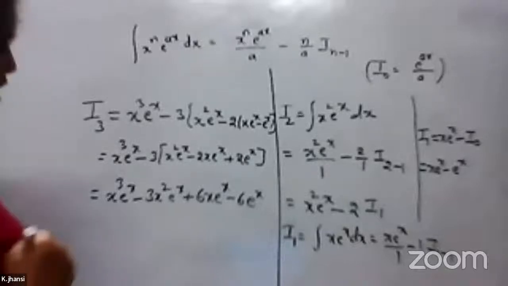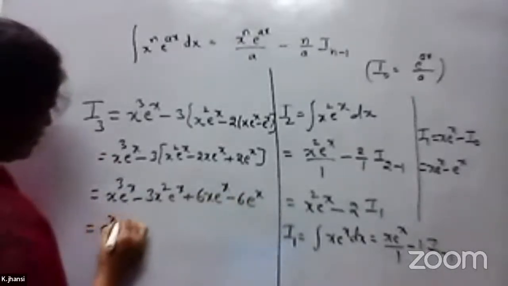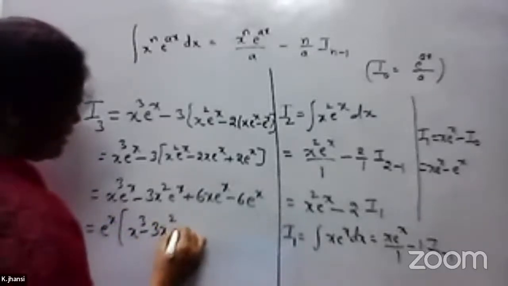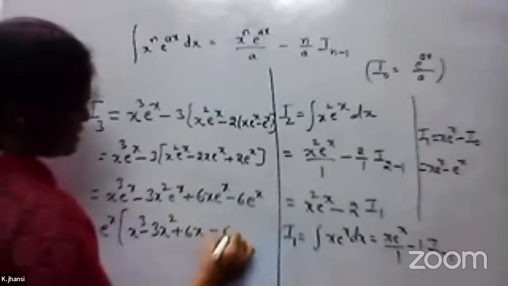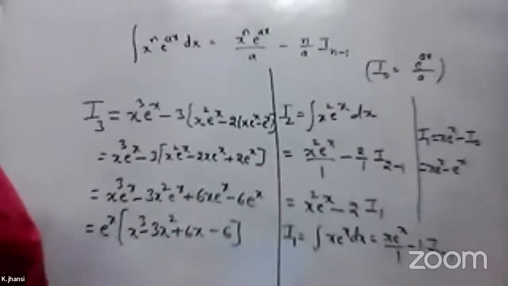You can take e power x common in all the terms. If you take out e power x common, you have x cube minus 3x square plus 6x minus 6. Okay, this is the solution of the given problem. I3 is equal to the integration of x cube e power x into dx. Okay.